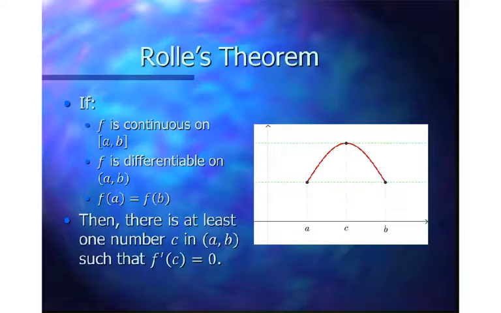Now, there could be more than one point, but there has to be at least one point if these conditions are met, at least one point where we get a horizontal tangent line, just like we do here, where x equals c.